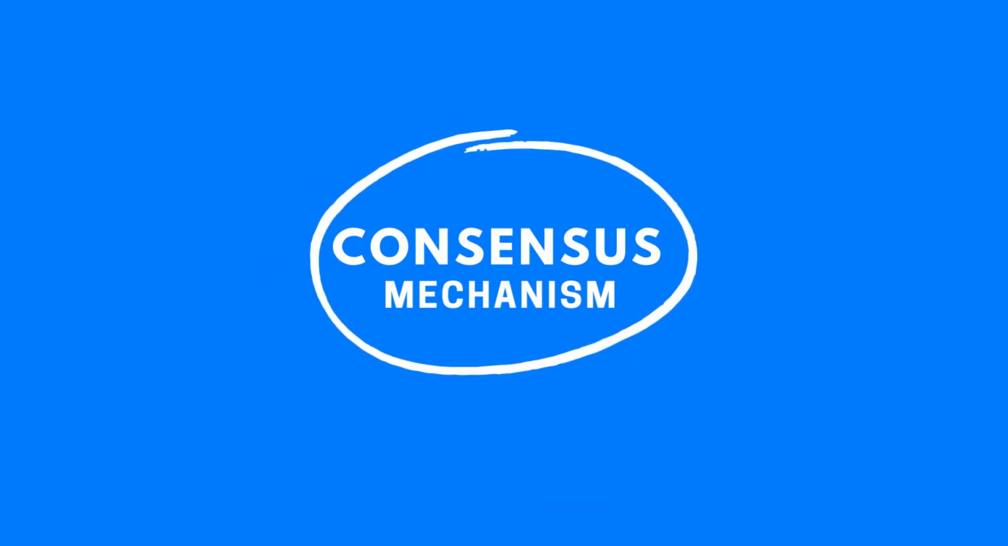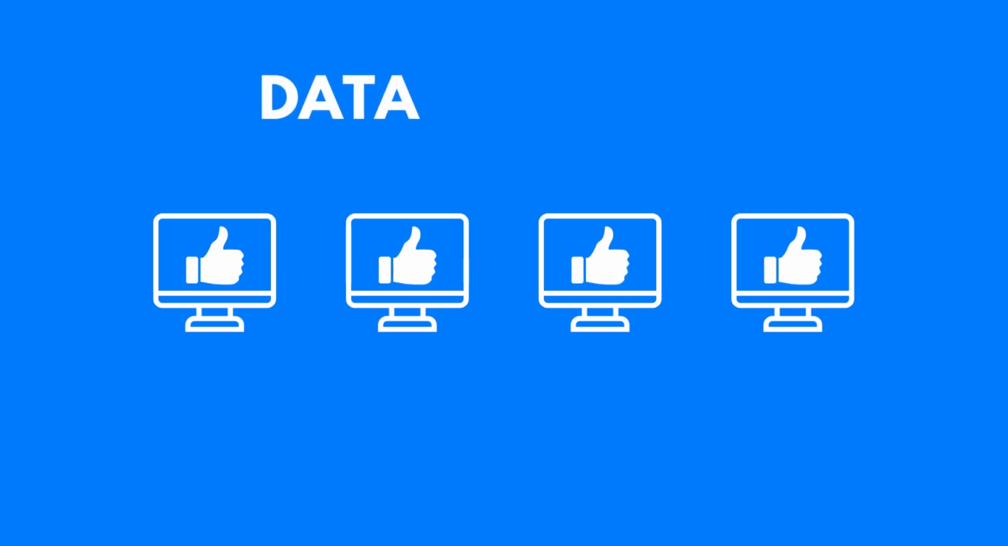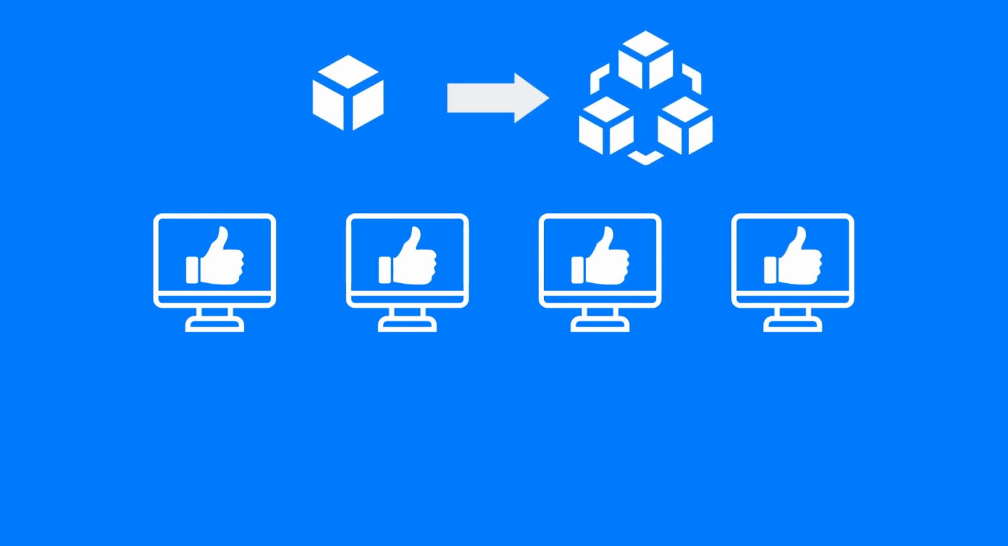You see, consensus mechanisms refers to the different approaches used by distributed systems in general in order to reach an agreement on a single value of data. These same mechanisms allow the nodes in a blockchain network to arrive at a single commonly agreed version of the data that gets added to the blockchain in the form of blocks.